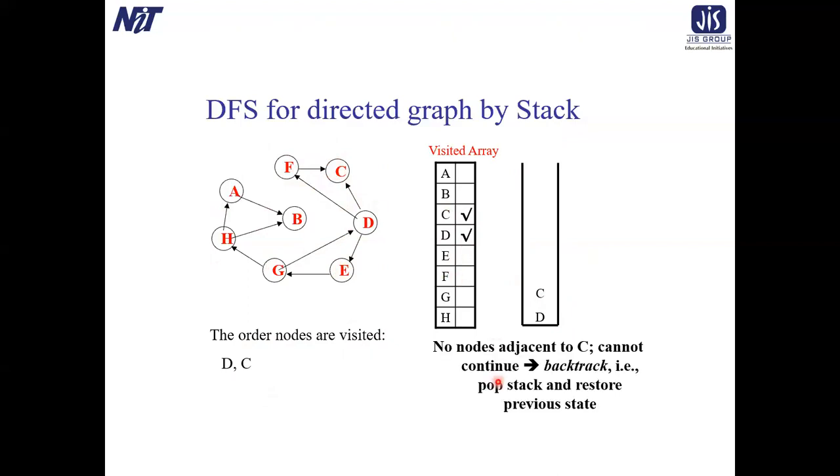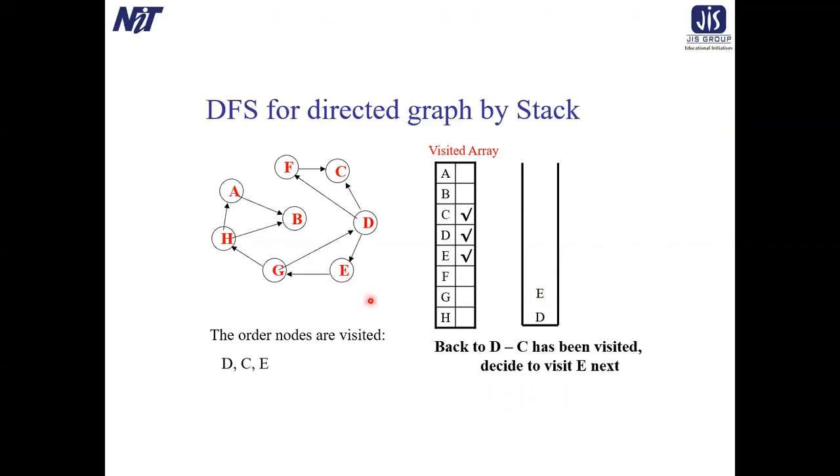So now there is no node adjacent to C. So we cannot continue. So we have to backtrack. That is, pop the stack and restore the previous state. So you have to pop this value from the stack. So now we are back to D. So C has been visited. So we now go to the E. So next visit is E. So you have to put a mark on E and we have to push E into the stack.